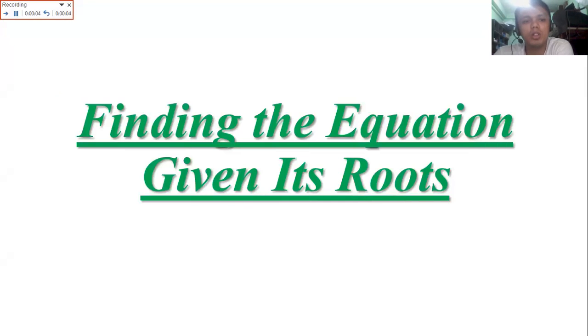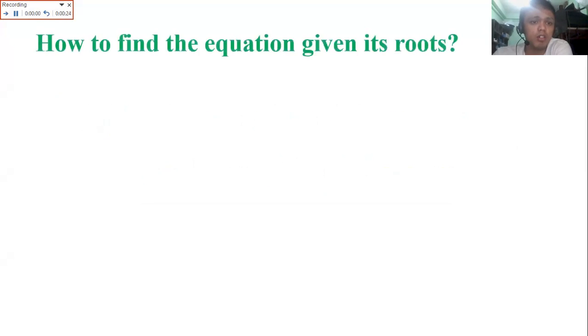Today, we are going to discuss finding the equation given its roots. This time, given the roots, ang hahanapin natin is yung equation. Kasi yung mga previous lessons natin in solving quadratic equations, sinahanap natin roots. This time, given ang roots, hahanapin natin yung equation. How to find the equation given its roots? Especially in quadratic equation.